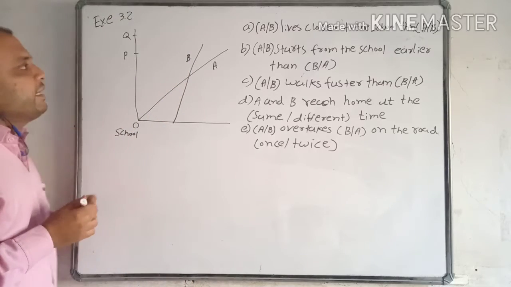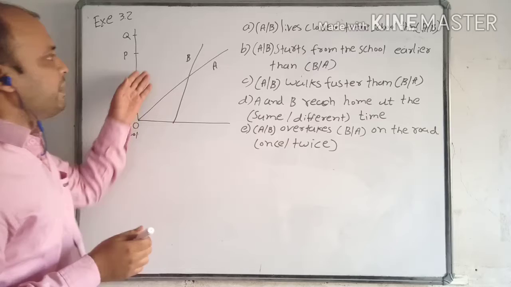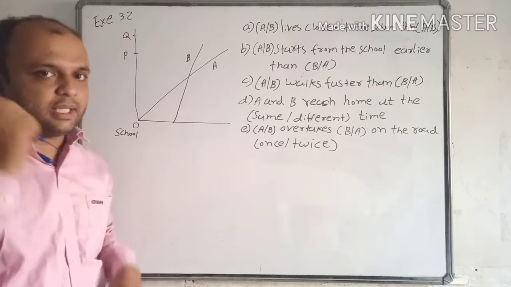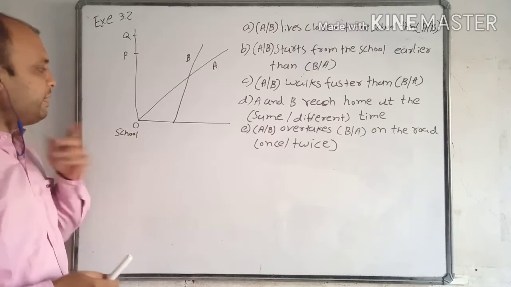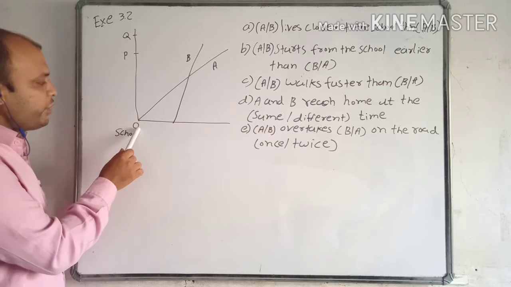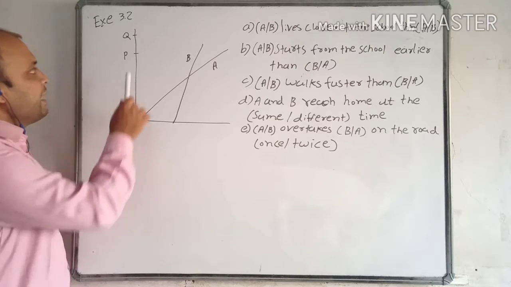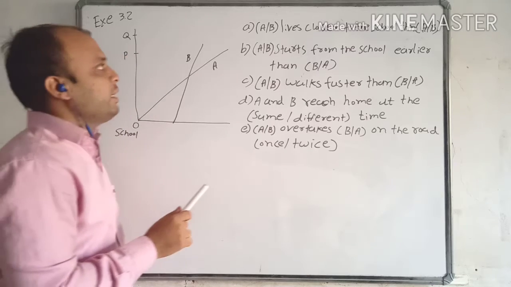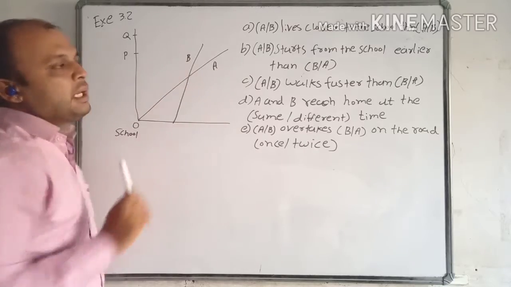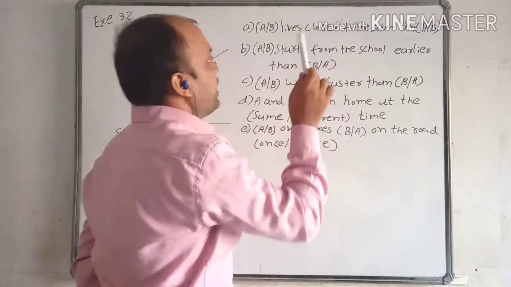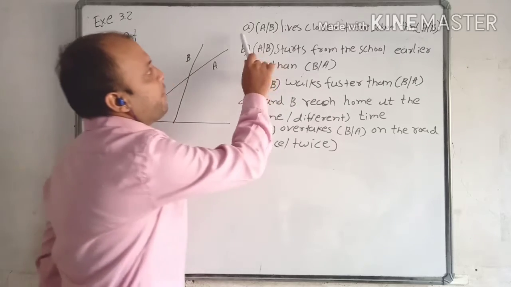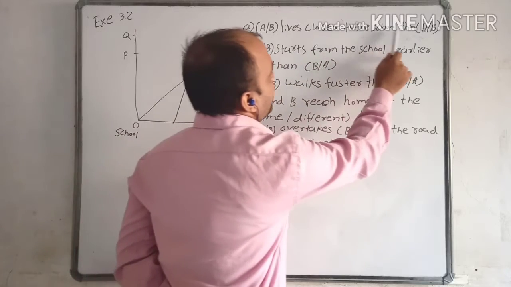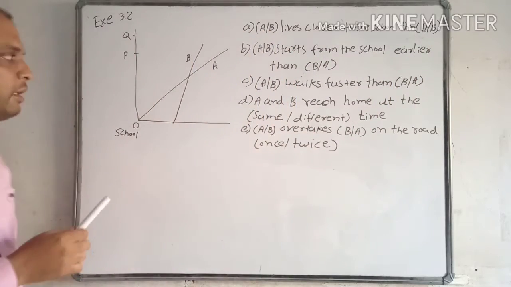In this exercise there is a graph, and according to this graph we have to satisfy five conditions. In the graph, the school is at the origin, P is one person's home and Q is the second person's home. According to this graph we have to satisfy these conditions. In the first condition they ask: does A or B live closer to the school?